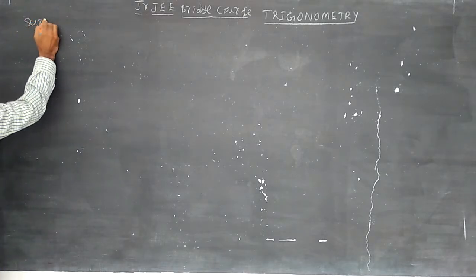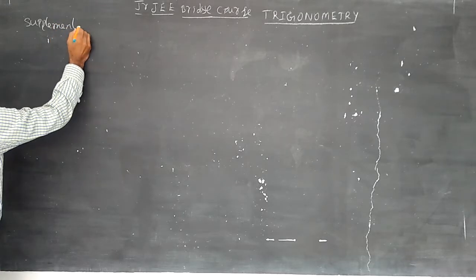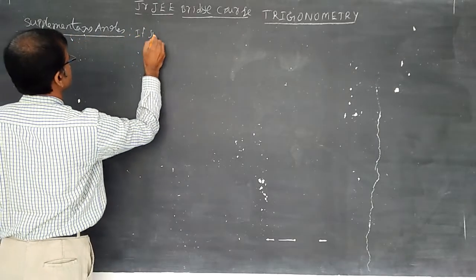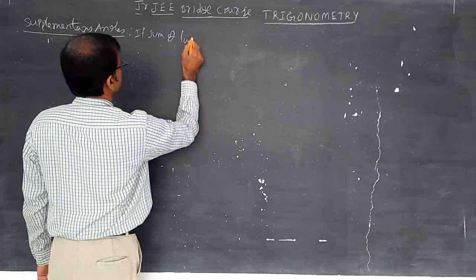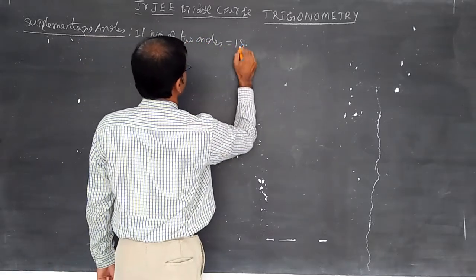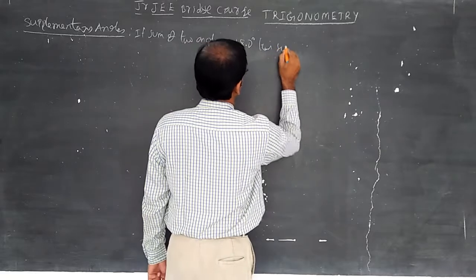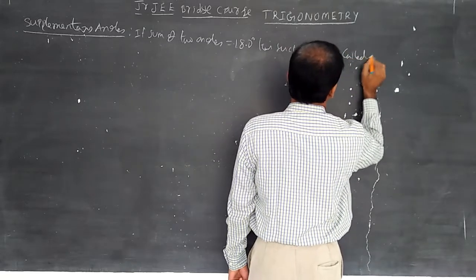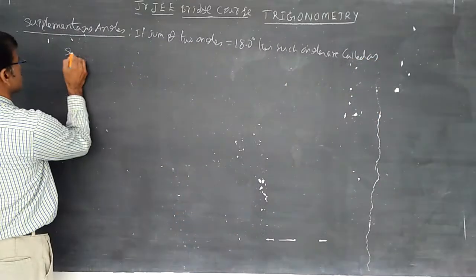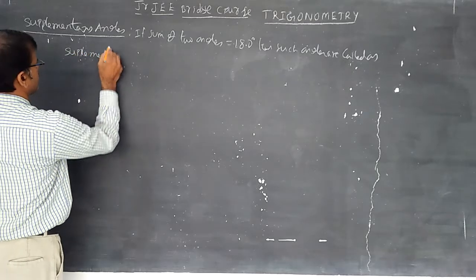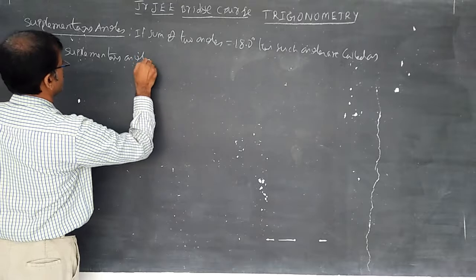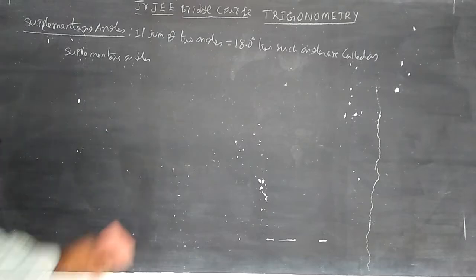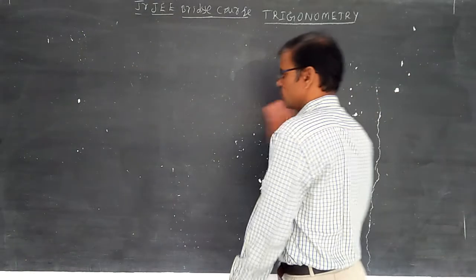Next, supplementary angles. If the sum of two angles is equal to 180 degrees, then such angles are called supplementary angles. I think you know the definitions very well.